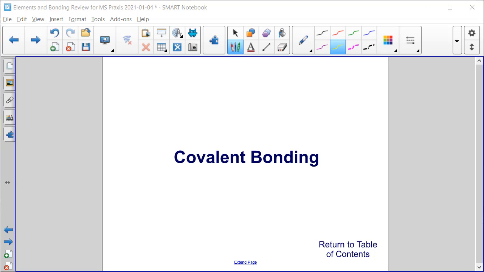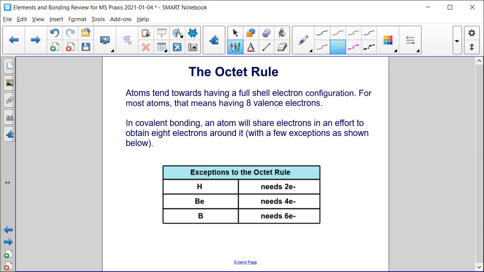In this section, we're going to talk about covalent bonding. We know that atoms tend toward having a full shell electron configuration. We want to have a full outer shell. For most atoms, that means having 8 electrons in its outer shell, or 8 valence electrons.